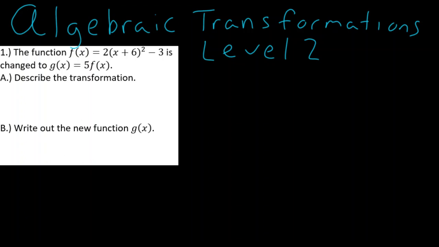Alright, and welcome to Algebraic Transformations, Level 2. Now, in number 1, it says the function f of x equals 2(x + 6)² − 3 is changed to g of x equals 5 f of x. Part A says describe the transformation.